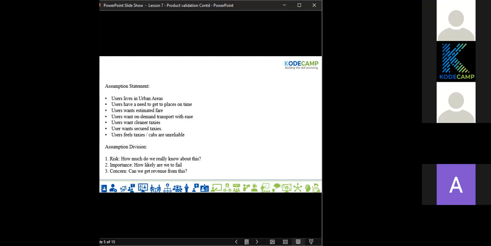Kofumi, please make use of your mic. Yes, can you hear me now? Okay. So for the quadrant important and known, I think we could go first with the third bullet point: users want an estimated fare. Then users live in urban areas. We could also put it in important and known, so we need to find out about that as well.